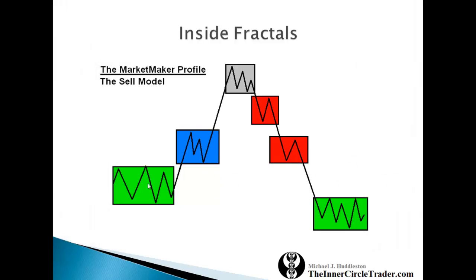Now again, we have the initial consolidation over here. Okay, and how do we identify when a sell model is forming? Well, it's important that you go back and understand that these sell patterns are really easy to see in bear trends. When you're in a downtrend, the market maker sell model is going to be very, very clear.